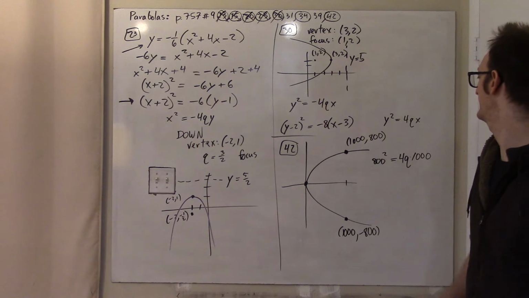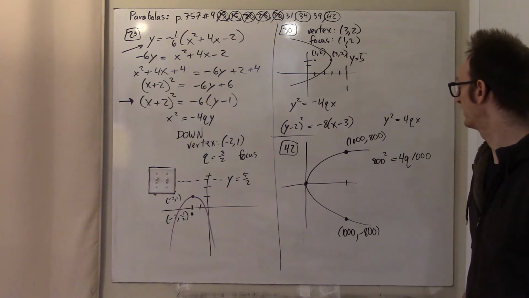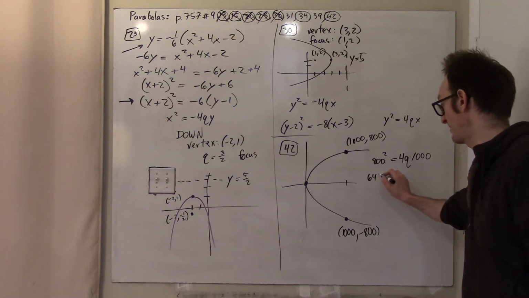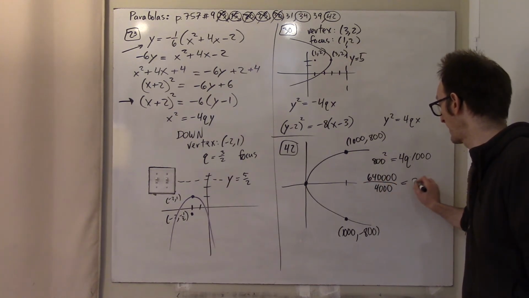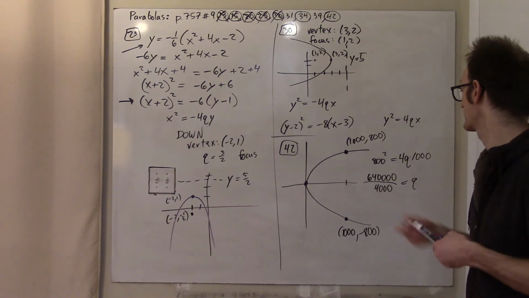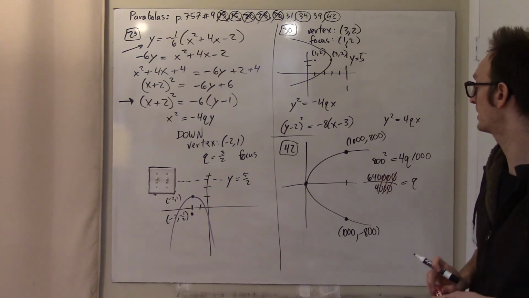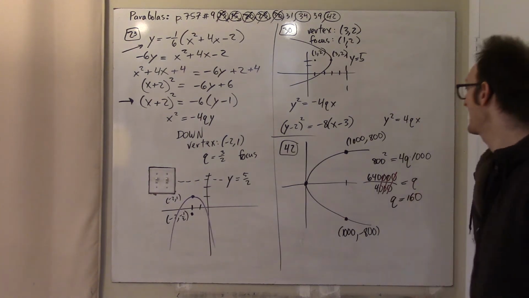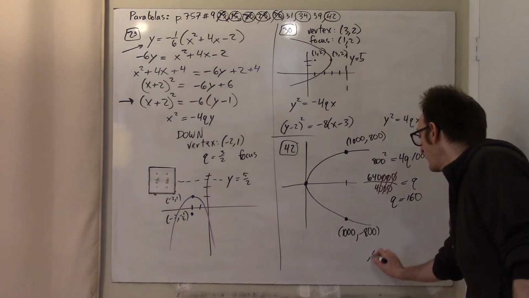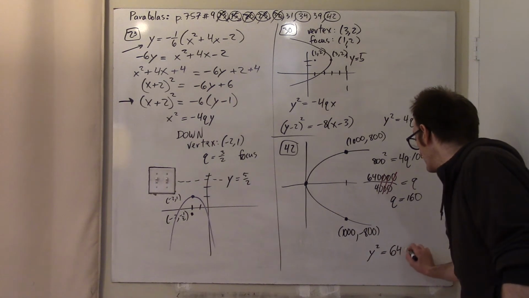So what is 800 squared? I guess there's a bunch of ways to do this. Well, it's 64 followed by 4 zeros. And then I'm dividing by 4,000, so maybe there's a cooler way to do that, but this seems good to me. 640 divided by 4 is going to be 160, I guess. So q is 160, and therefore this equation should be y squared equals 640x.